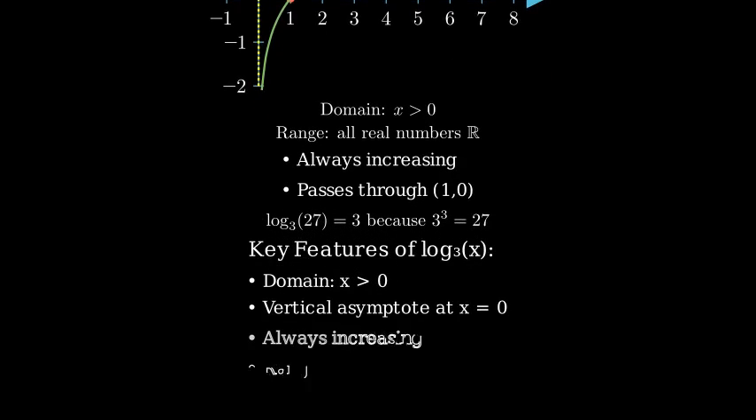Let's summarize the key features of log base 3 of x. It's defined only for positive x values, has a vertical asymptote at x equals 0, is always increasing, and has a range of all real numbers.